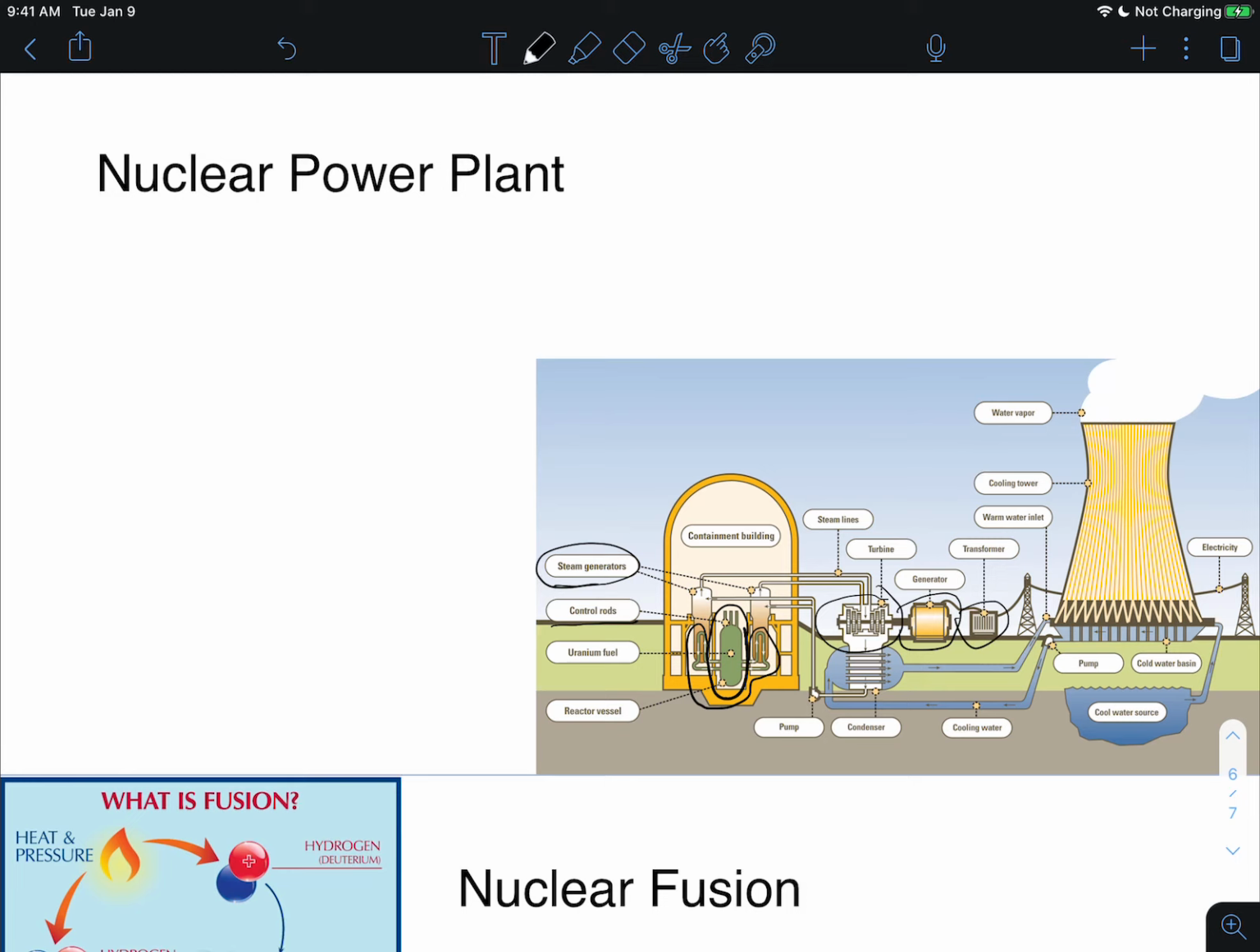And through all this, there's only water vapor produced. Of course, there's also nuclear waste that's produced and the possibility of radiation leaks and the possibility of a nuclear meltdown. So there are some issues, but it is generally considered a cleaner form of energy.